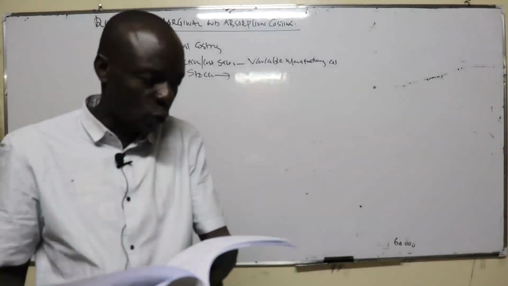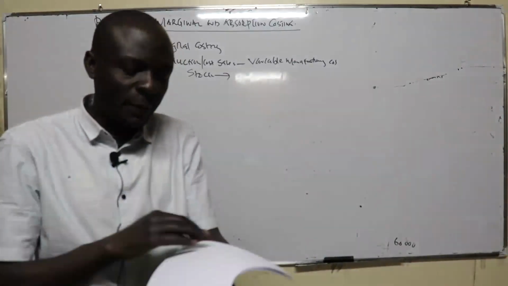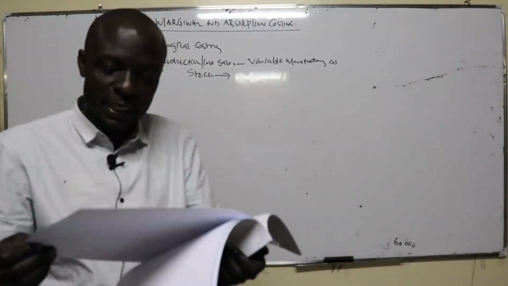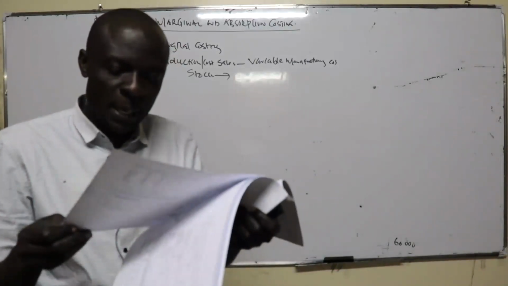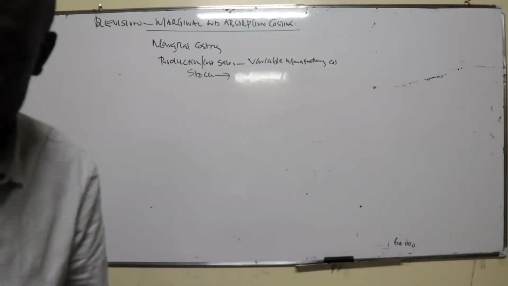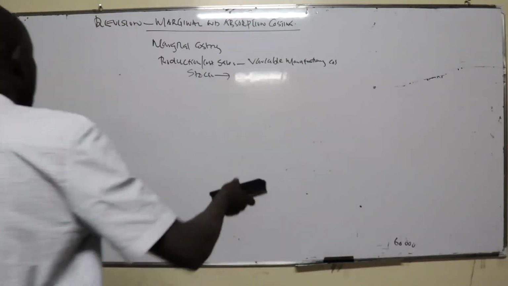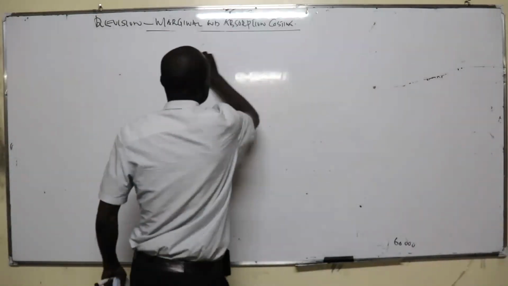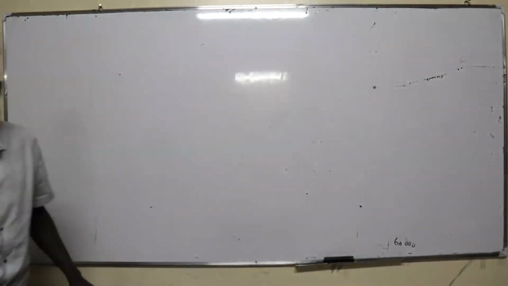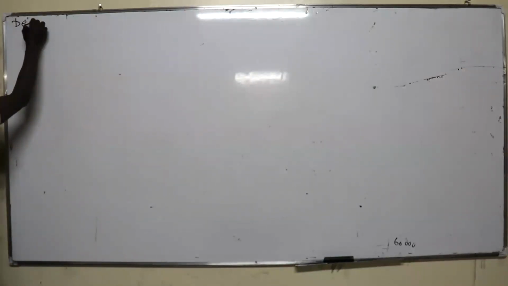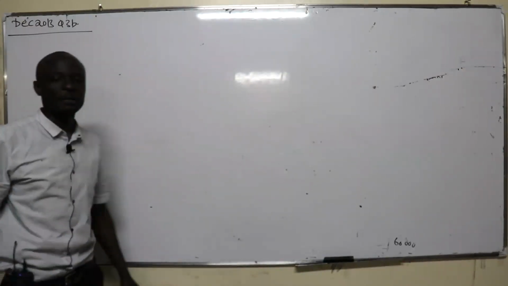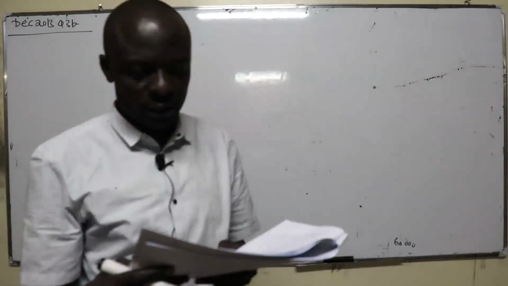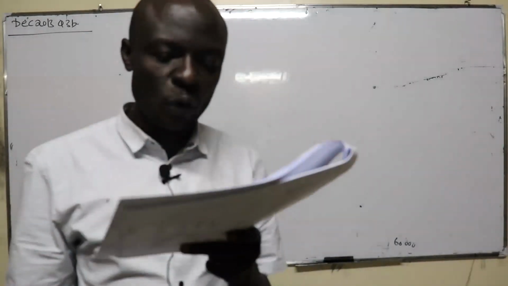And then the first question we're going to look at is December 2013, question number 3B. So the question reads, Progress Limited manufactures a single product.